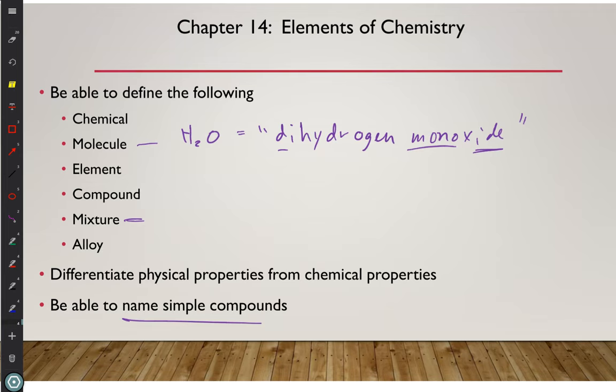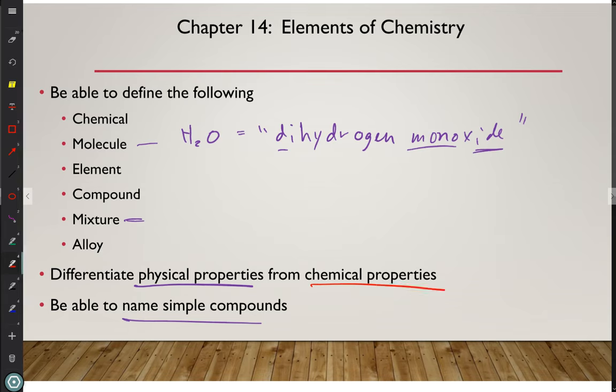So H2O is a compound, yes, a molecule, yes, and a chemical. Yes. Lots of names and lots of overlap. Okay. Then we had the final thing here, physical properties versus chemical properties.